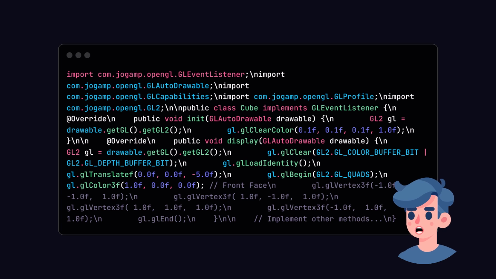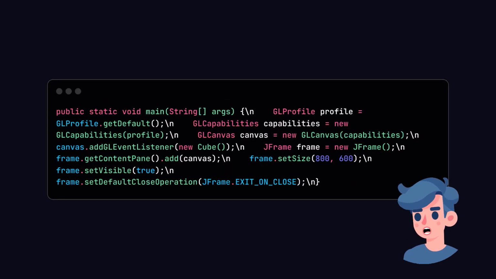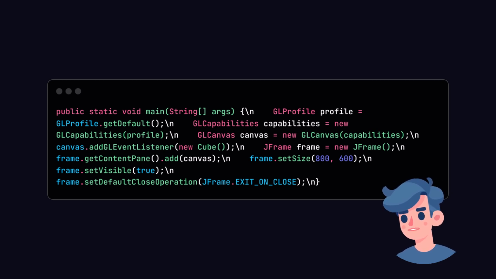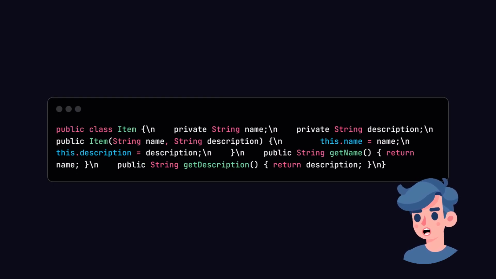Now that we have our basic window set up, let's add a drawable object to visualize something in our 3D space. For this, we can create a simple cube that will represent an item in our inventory. Once we have created this class called cube, we need to register it with our GL canvas. We will modify our main method to add the cube as an event listener. Now we should be able to see a glowing red cube representing an item in our inventory.